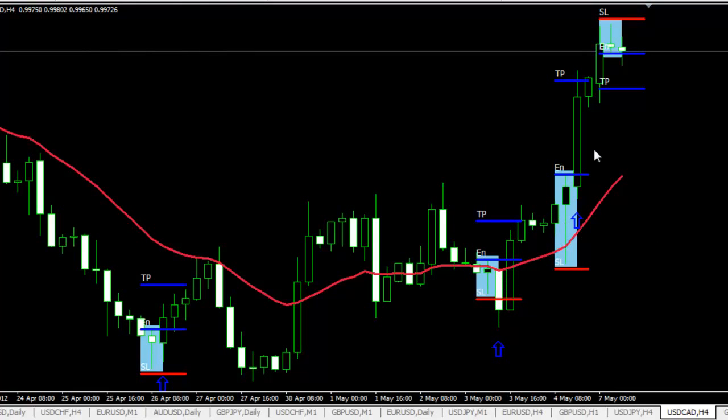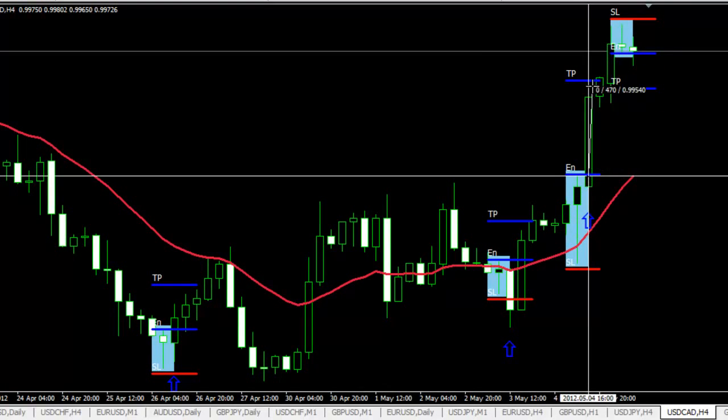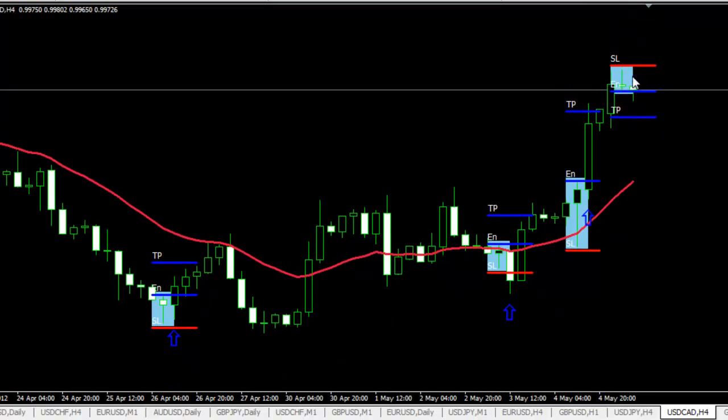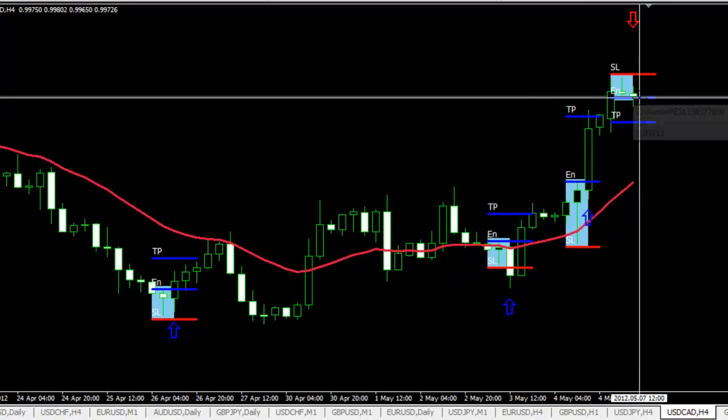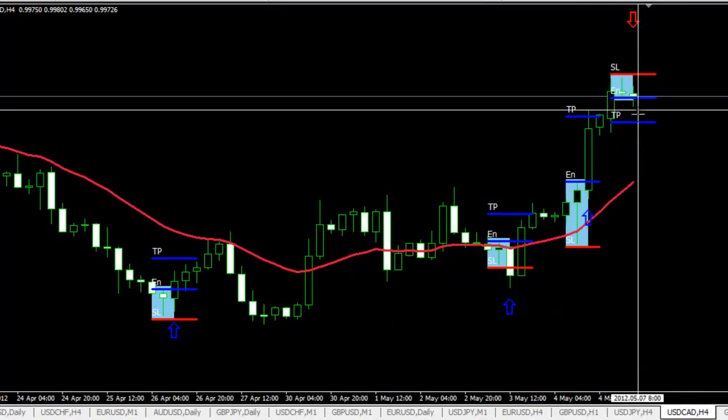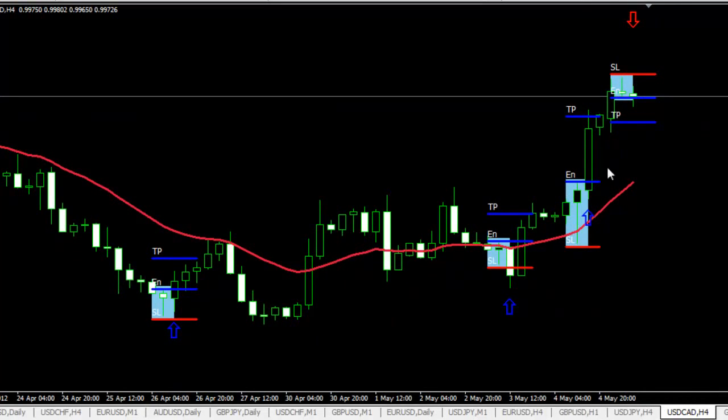Now another signal is this one. When you're going in the same direction as the trend, you have a very nice break of the entry line, and as you can see it was a positive outcome. Now here is an opposite direction signal. We had a break and we should have taken this trade, but I didn't place a pending order here.